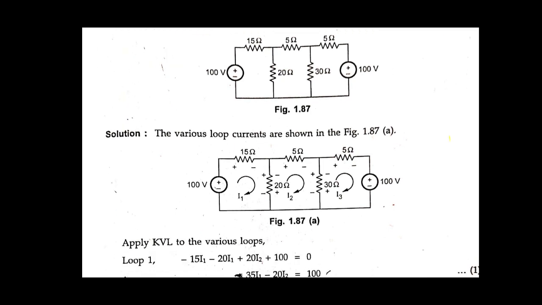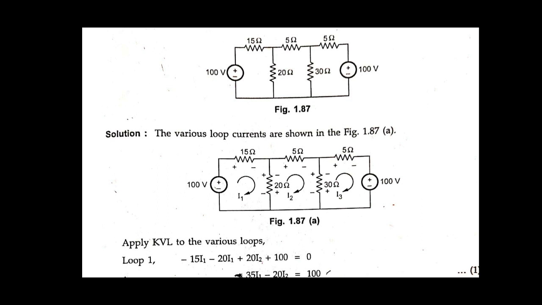In the second figure we have considered the loops and the polarities of the elements. See here, the 100 volt voltage source. Next, there is a 50 ohm resistance, so we have considered the polarities positive, negative. The second resistance is a 20 ohm resistance, and again we have considered the polarities positive, negative. You go in a clockwise direction and make the polarities positive, negative. So three loops are considered: I1, I2 and I3.